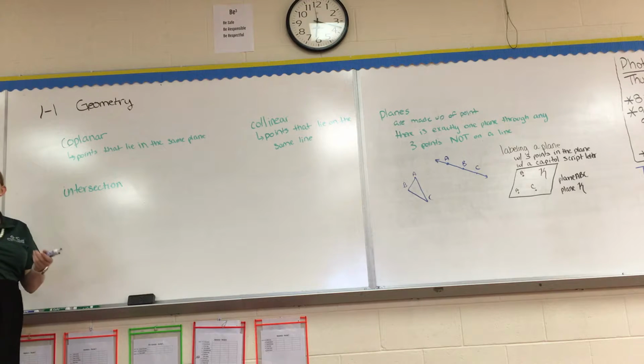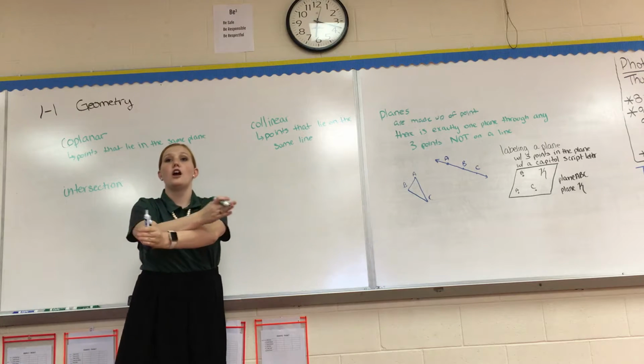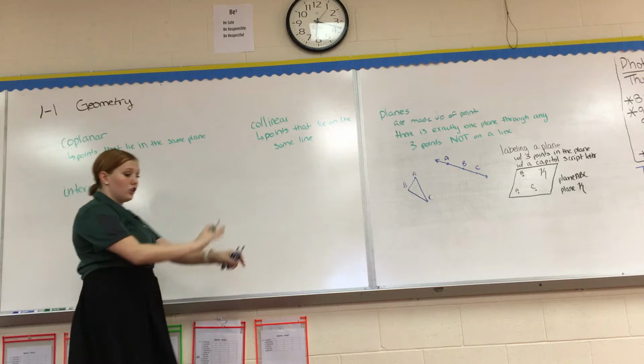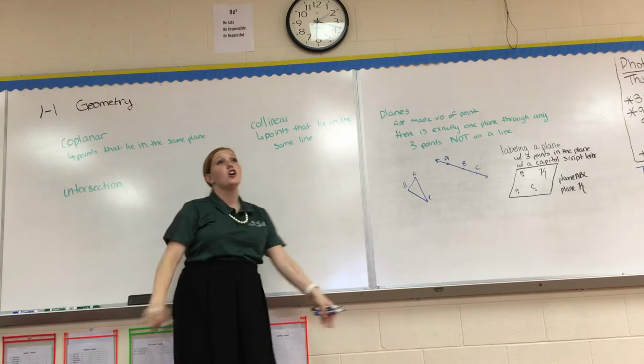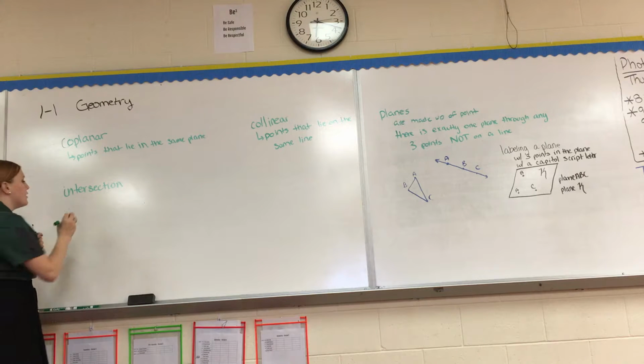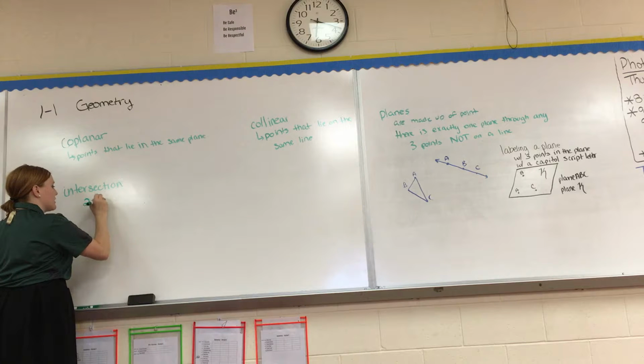You can kind of think of this like an intersection on a road. You have two roads, a road here, a road here. Roads are considered lines. The ground is the plane. The roads are the lines on the plane. So when two lines, I'm going to write the intersection of two lines.